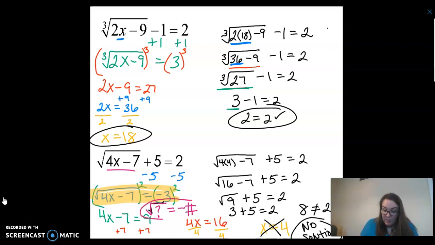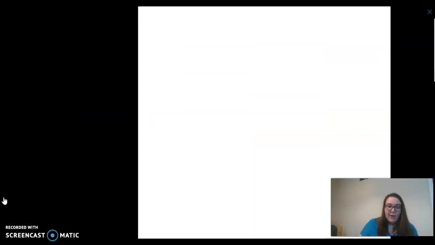Okay, a square root can never equal a negative. A cube root can, but a square root cannot. So right here, I could have stopped because a square root, I can't square root and get just a negative number. Alright? Hey, we got a couple more I think we have here.